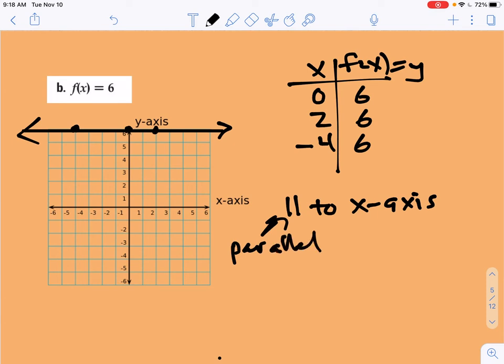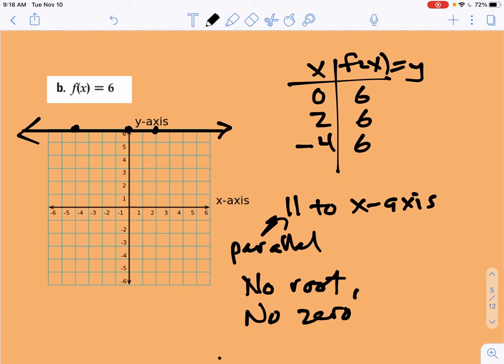And because it's parallel to the x-axis, that means it never crosses it, because that's the definition of parallel. And if it never crosses it, that means there's no root to this. There is no 0. No 0 to this function.